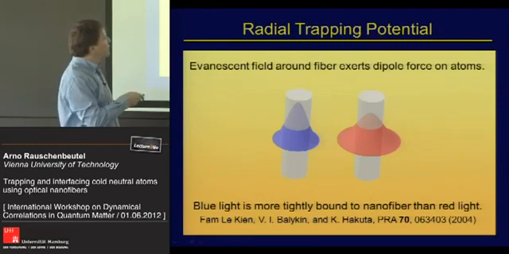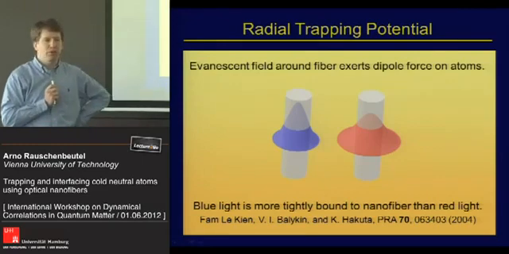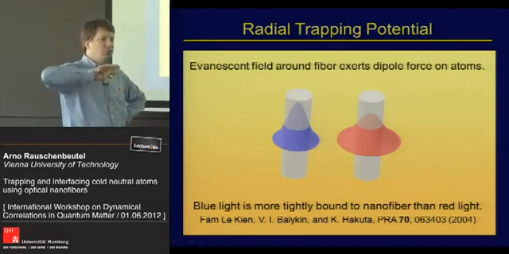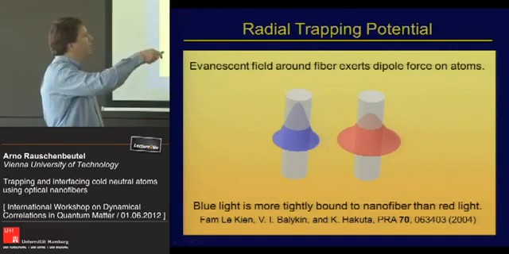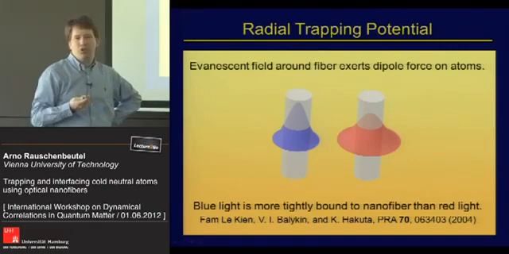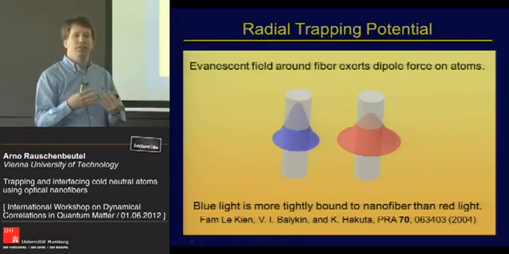But the trick we play is that in addition we send a blue detuned light field through the fiber. Now the blue detuned light field does the opposite. It repels the atoms from the fiber. But the decay length of the evanescent field is proportional to the wavelength, and the blue light has a shorter wavelength, so it's more tightly confined to the fiber.